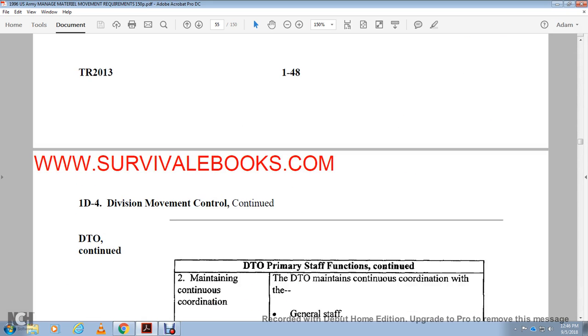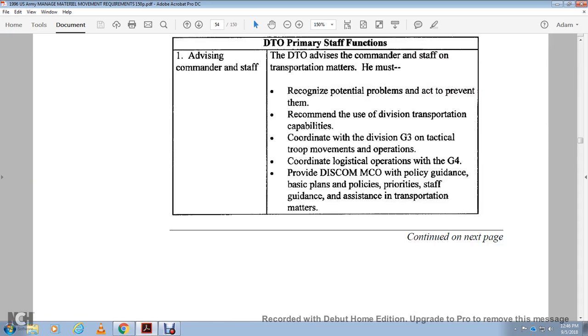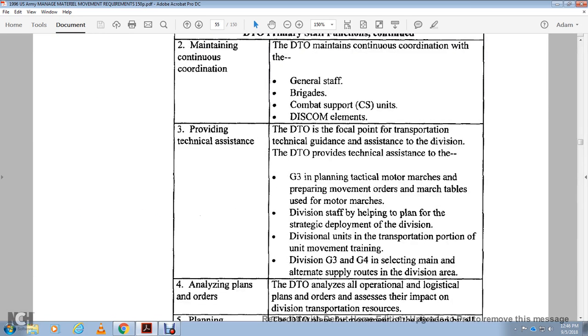Matters. Two, maintain continuous operation. The Division Transportation Officer maintains continuous coordination with the General Staff, brigades, and combat support units, and Division Support Command elements. Three, providing technical assistance.